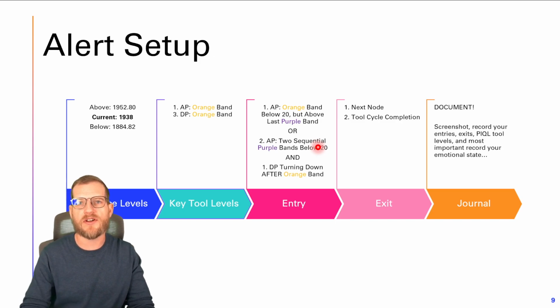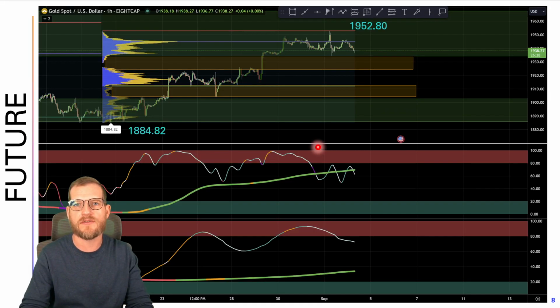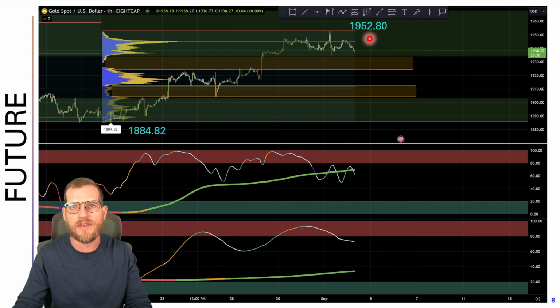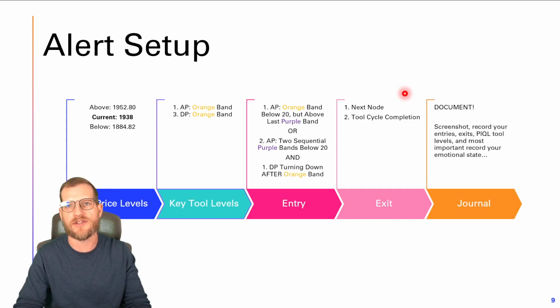And then the DP turning down after an orange. Same thing, right? We're looking for the orange and then the DP to turn down. We're looking for AP to have an orange band, and then we're looking for it to turn down. So that's kind of our thesis. So when we get those alerts set up, we're then going to be looking for a 1930, 1920 target, 1910, 1900. So that is kind of our ranges.